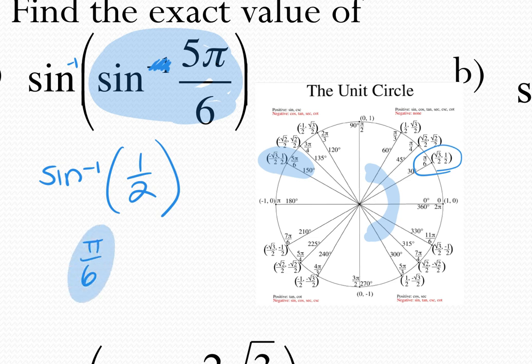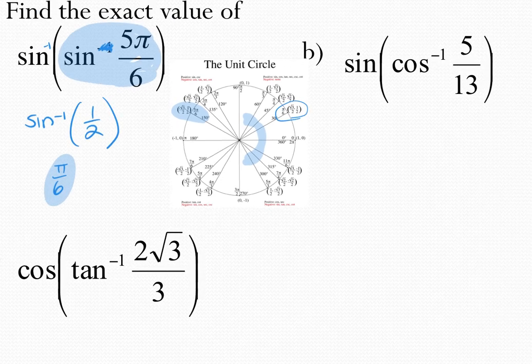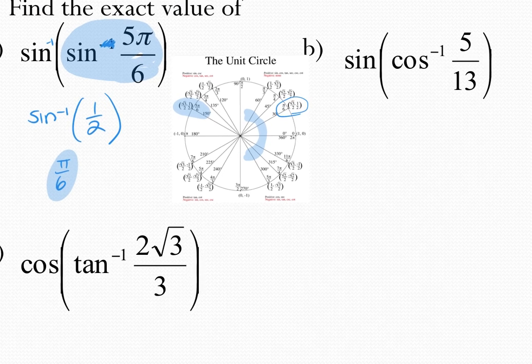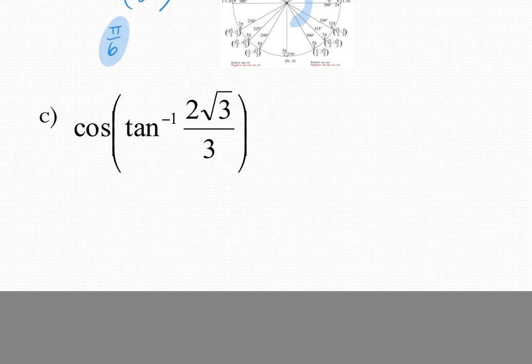So you wouldn't need a calculator to do that? You don't, right? None of these will have a calculator, because even something like we're going to do C before we do B, but we'll go back to B. Even B, you set up a right triangle. All right, go to C.